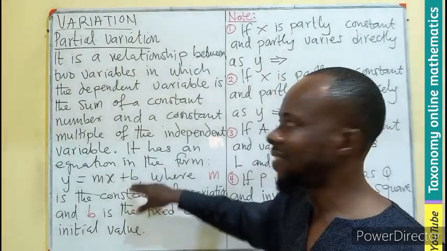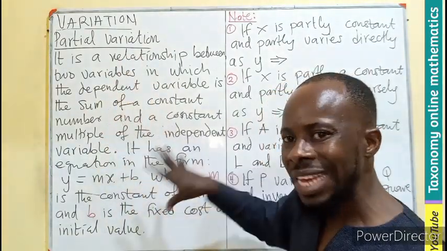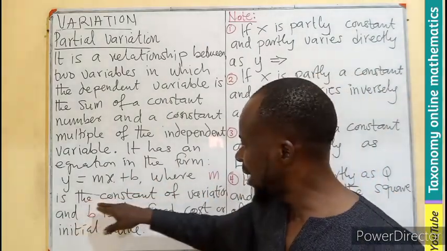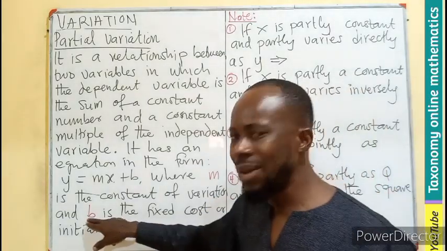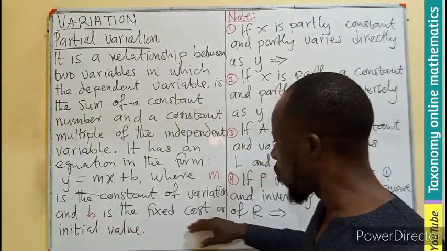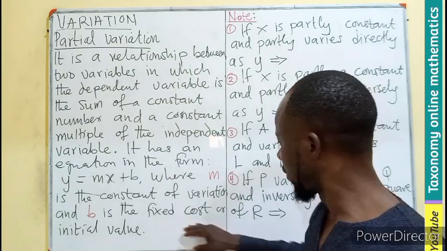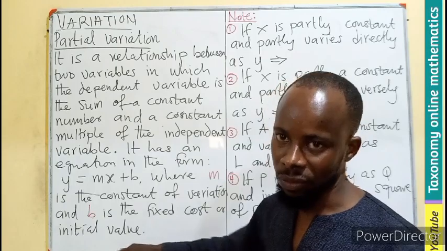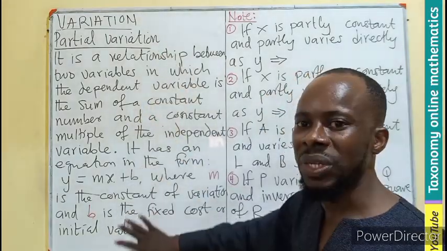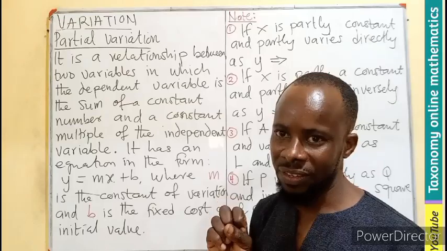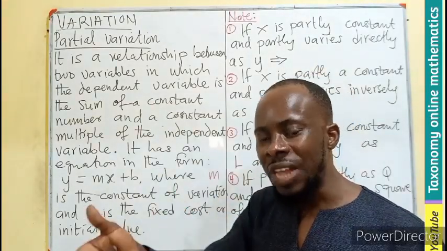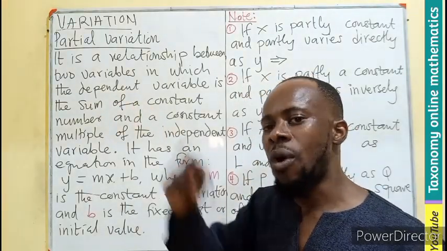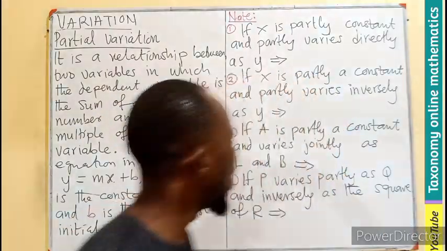But this here is the partial constant, which is in the question, which you must introduce. So we are saying that m is the constant of variation and b is the fixed cost, in this case the fixed constant or initial value. So you have to introduce b at all costs. So that is partial variation. It involves two constants, and it also involves a constant and a constant multiple of either direct or inverse. All right, let's see how we can put that.